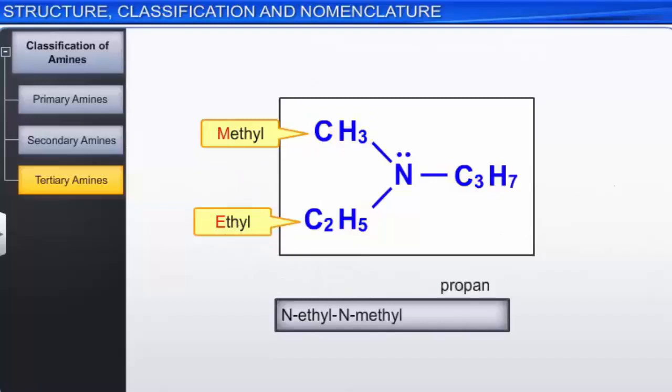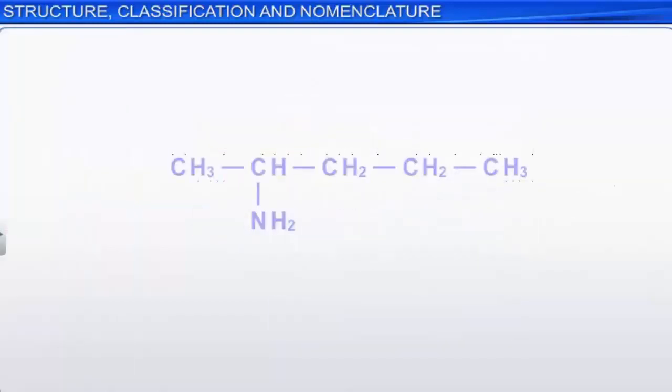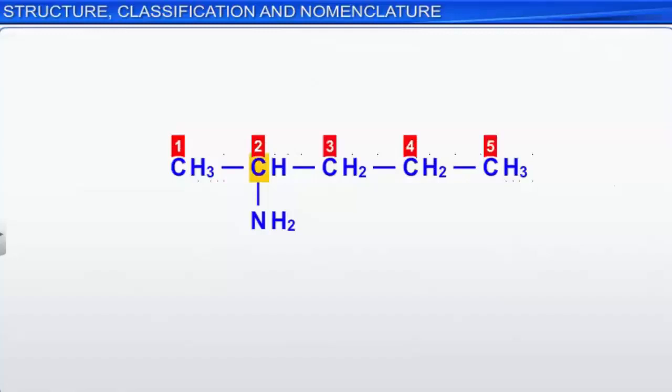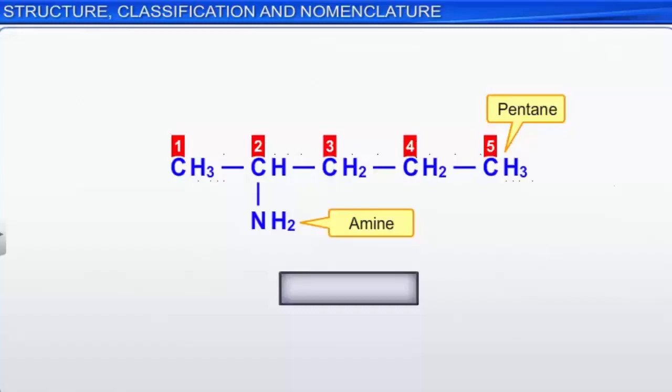If an amino group is present in the carbon chain, as shown here, then the numbering of the carbon atoms should be done in such a way that the carbon bearing the amine group gets the lowest number. The name of the compound is written by removing the e from the parent alkane, followed by the number of the carbon bearing the amine group, followed by the suffix amine. Thus, this compound is named pentan-2-amine.